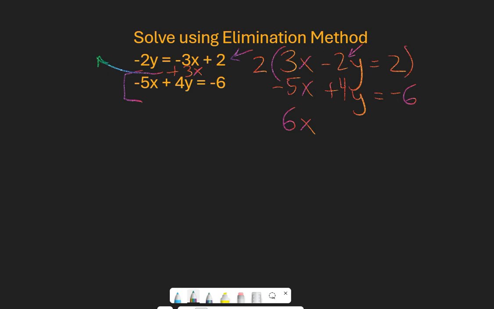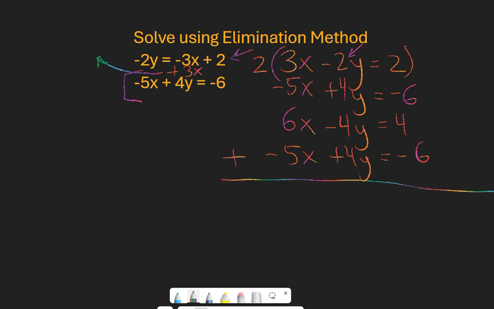2 times 3 is 6x. 2 times negative 2 is negative 4. 2 times 2 is 4. And I'm going to rewrite the second one that I didn't touch. Now I'm going to stack them. I'm going to add them. And I have 6 plus a negative 5. 6 minus 5 is just 1x. Positive 4 and negative 4 added together cancel.